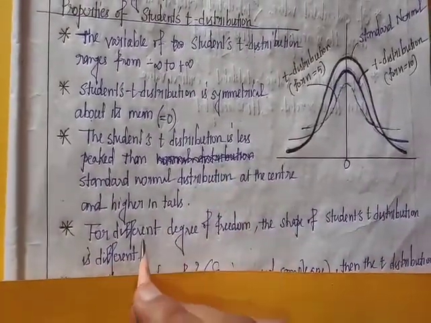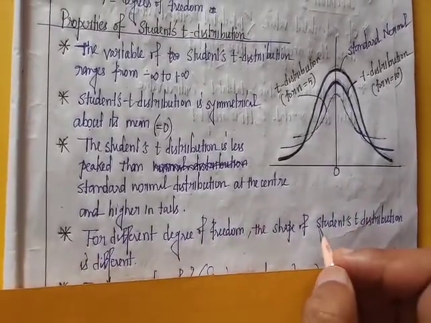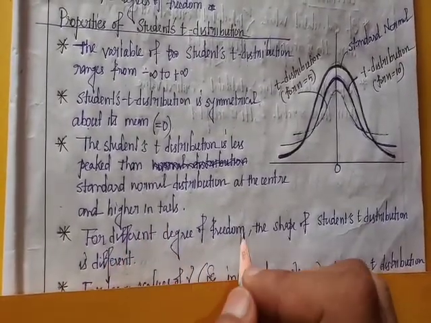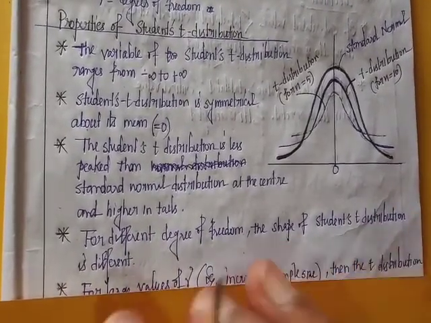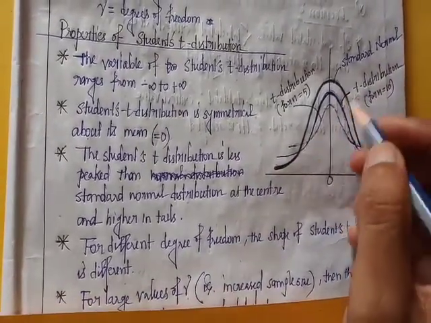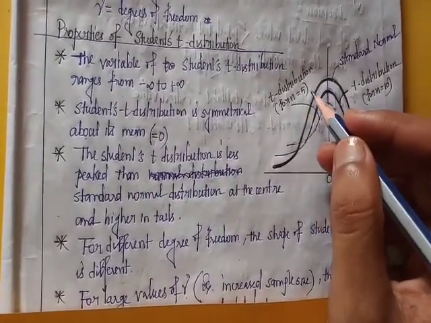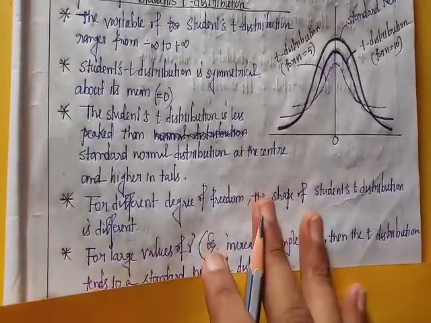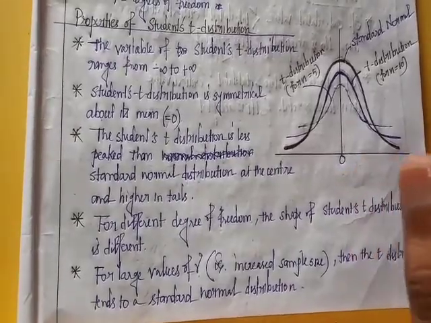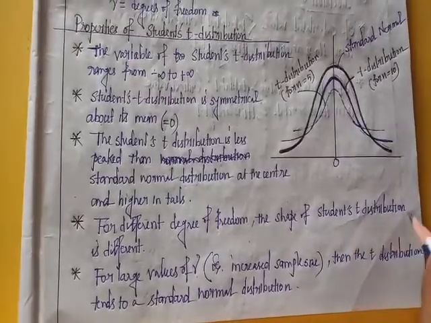Next property, for different degrees of freedom, the shape of the student T distribution is different. This is the shape for sample size 10 and this is the shape for sample size 5. Degrees of freedom and sample size are related to each other, so for different degrees of freedom the shape of the student T distribution is different.